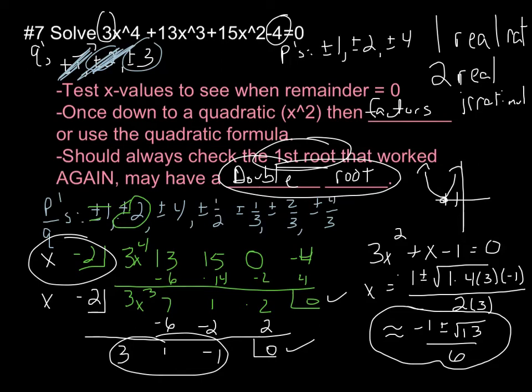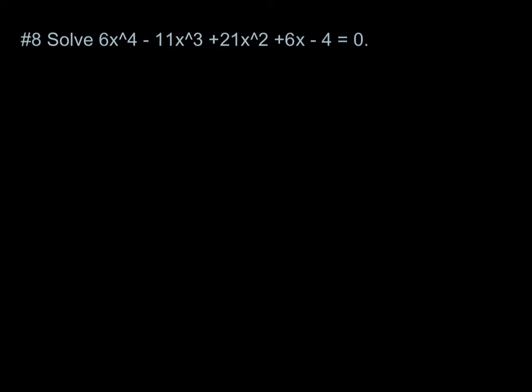Alright, sweet. Okay, this is our last example, and we're gonna exhaust this one. We're gonna do it the hard way. Okay? Here we go. Need our p's. Where do the p's come from? Tell me. Do they come from the 6 or do they come from the 4? The p's come from the 4. Plus or minus 1, plus or minus 2, plus or minus 4. Okay?